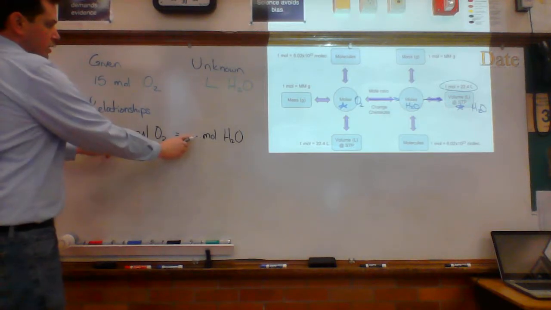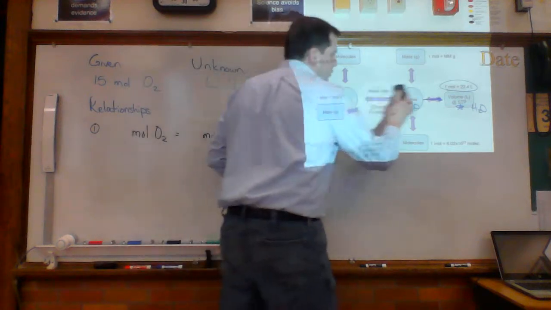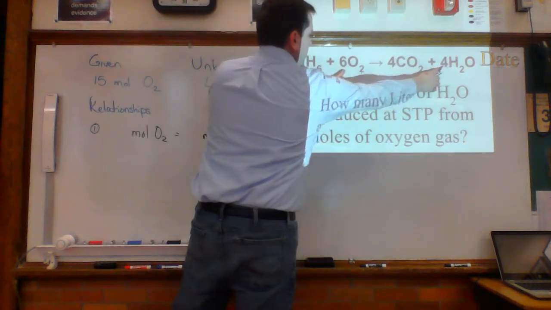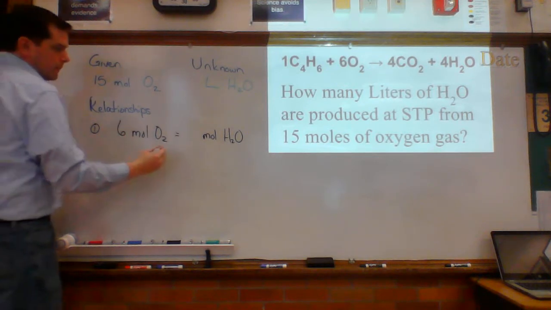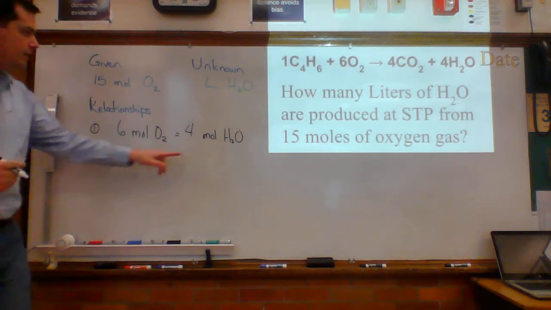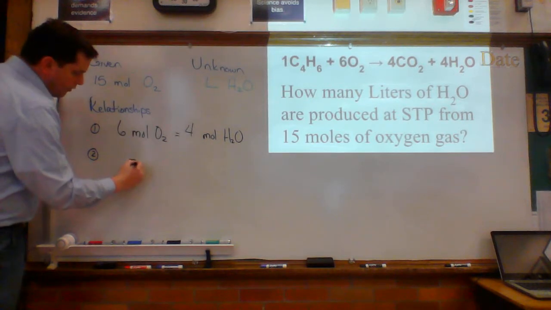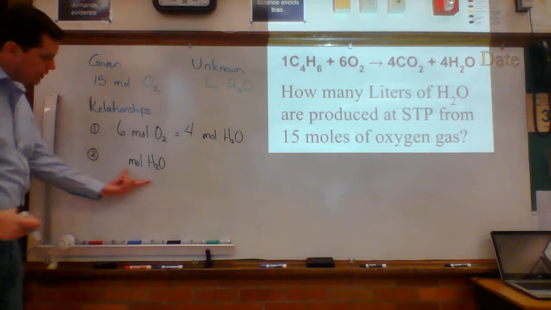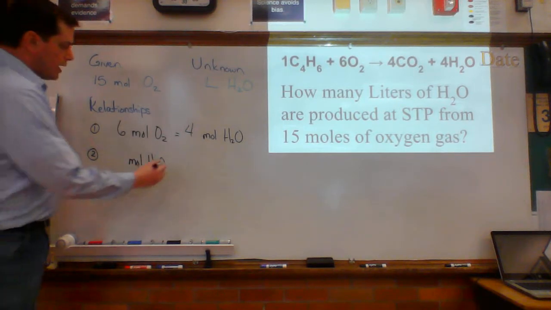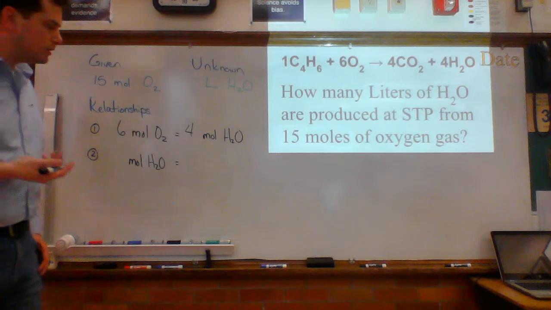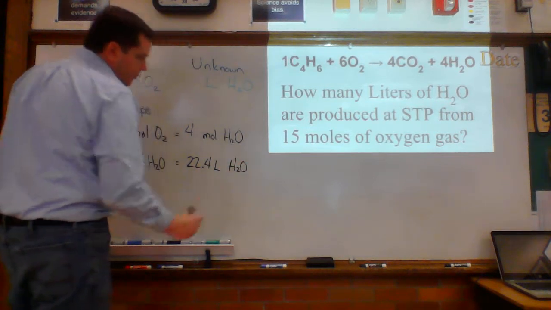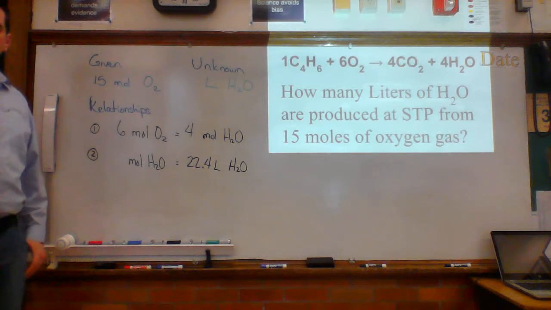Where do I get the numbers for my mole ratio? Let's go back to the original problem real quick. That comes from the coefficients up here. 6 goes with oxygen, and 4 goes with water. Great. For my second relationship, I have to go from moles of H2O. I always start with moles of H2O here because I ended with moles of H2O in my first relationship. So moles of H2O, and I'm trying to get liters, right? The magic number that goes with liters at STP is 22.4 liters. And remember, I can either change the chemical or I can change the unit, but I can never change both at the same time.